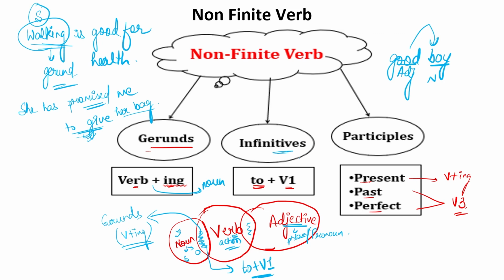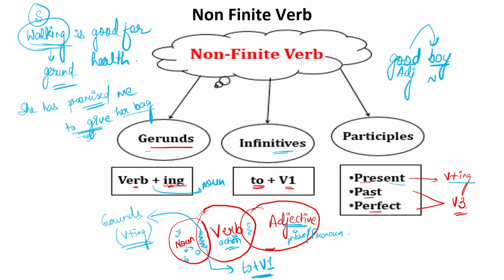This is an adjective. So participles are words that look like a verb, but are qualifying a noun or pronoun anyhow. They are known as participles. Now they are of three types: present, past, and perfect.